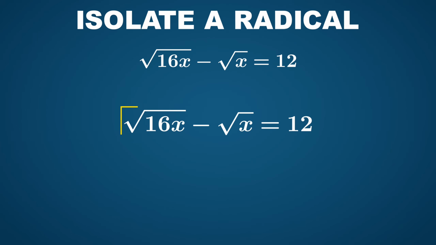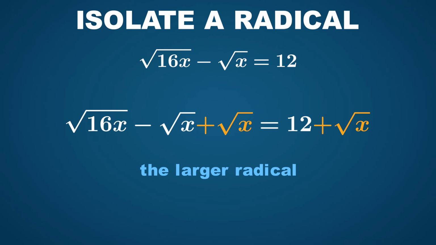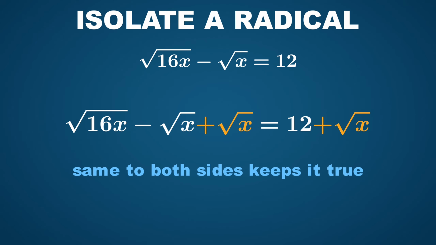So our first job is to isolate the square root of 16x. Either radical could go first, and we pick the larger one. We add the square root of x to both sides of the equation. Adding the same thing to both sides keeps the equation true.